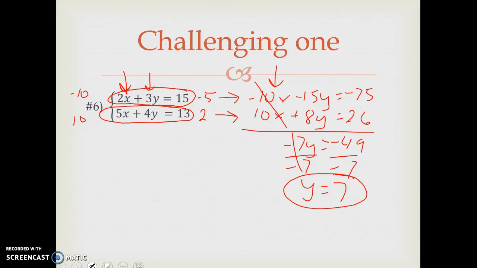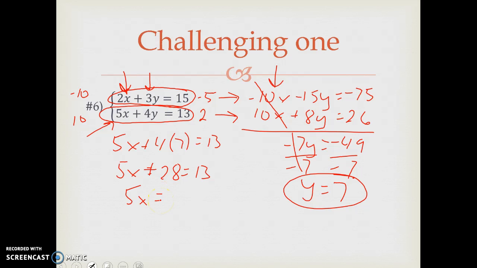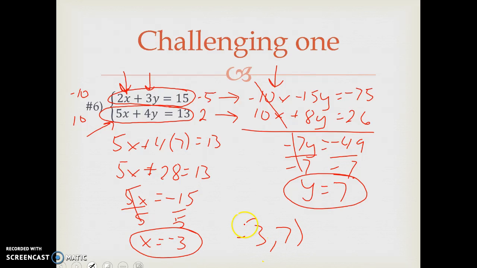But then I need to figure out what x is. So I'm going to go back. Let's use the second equation here. It's 5 times x plus 4 times y. Well, y is 7, and that equals 13. So I'll have 5x plus 28 equals 13. If I subtract 28 from both sides, I'll have 5x equals negative 15, since 13 minus 28 is negative 15. And if I divide both sides by 5, then x will equal negative 3. So my solution is negative 3 and positive 7.